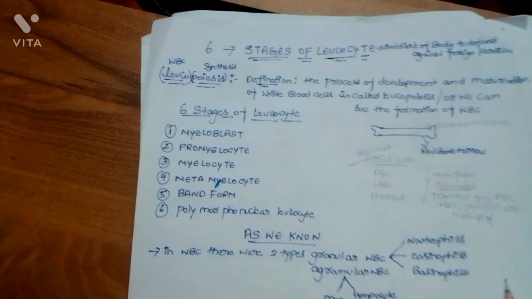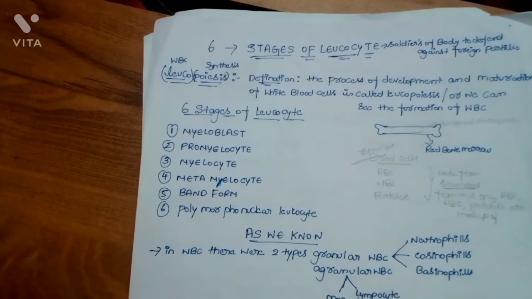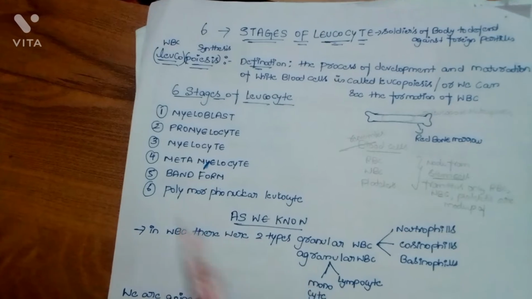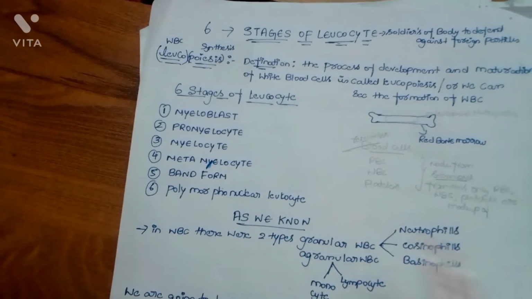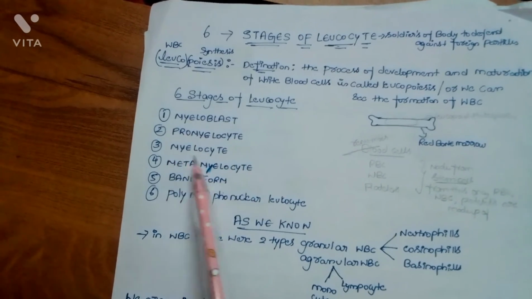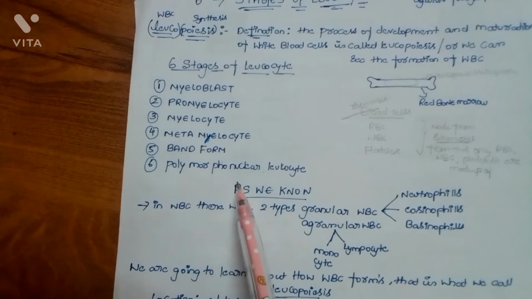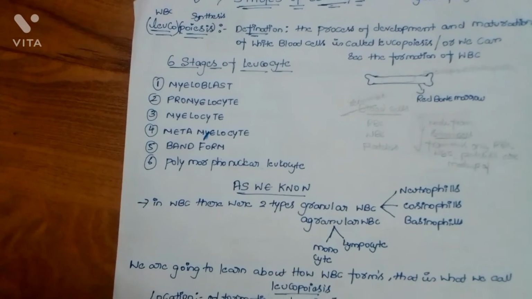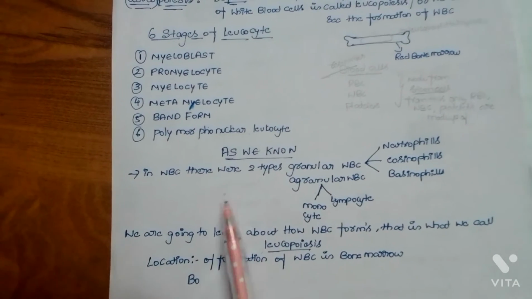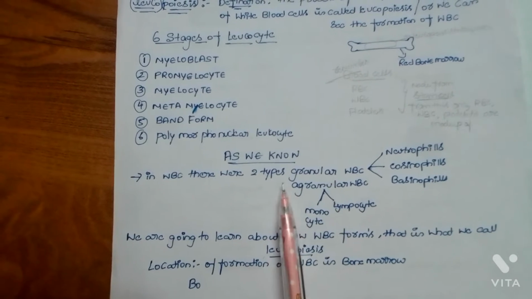In leukopoiesis, during the development and maturation of the WBC, we are going to see the 6 stages of the leukocytes. What are the 6 stages of the leukocytes? Myeloblast, promyelocyte, myelocyte, metamyelocyte, band form, polymorphonuclear leukocyte.